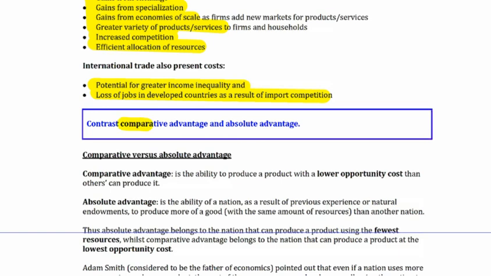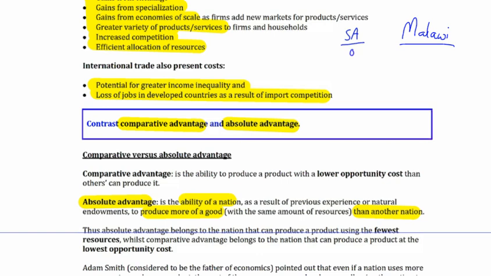We now come to what is probably the crux of this entire learning module, where we talk about comparative versus absolute advantage. We'll talk about absolute advantage first. It's the ability of a nation to produce, for whatever reason, more of a good than another nation. Let's just say, for example, South Africa and Malawi.